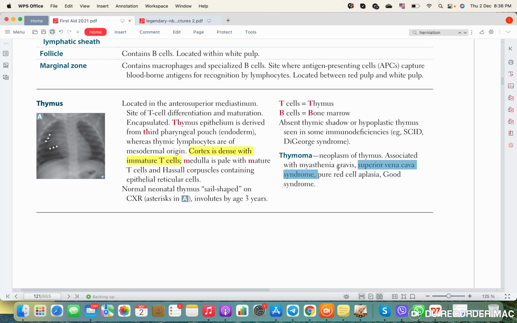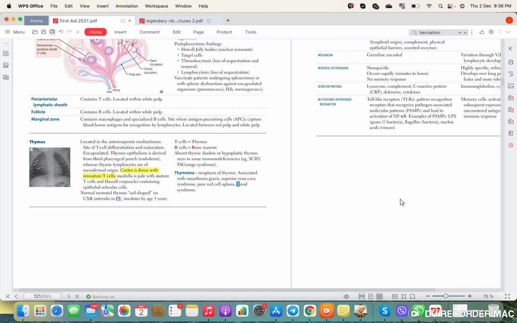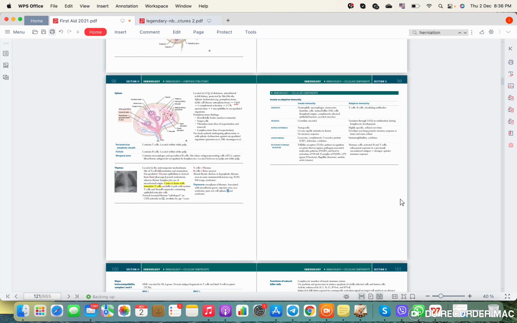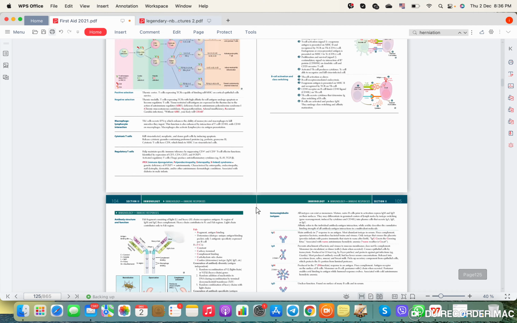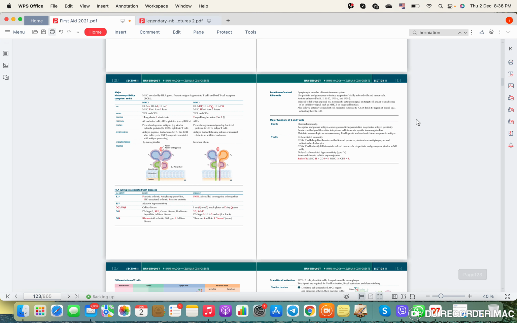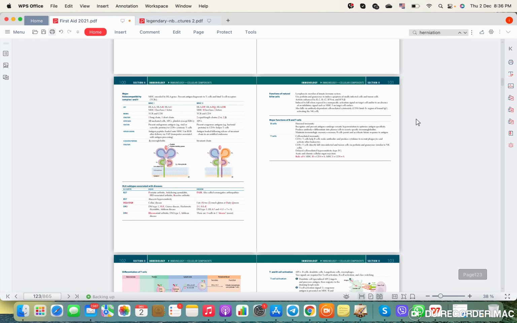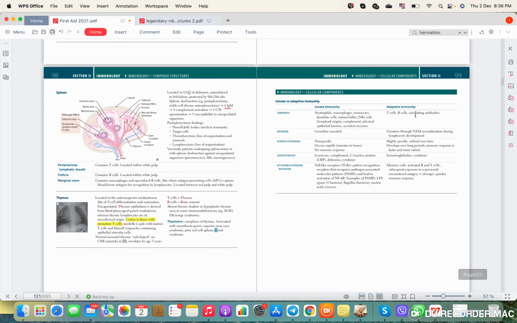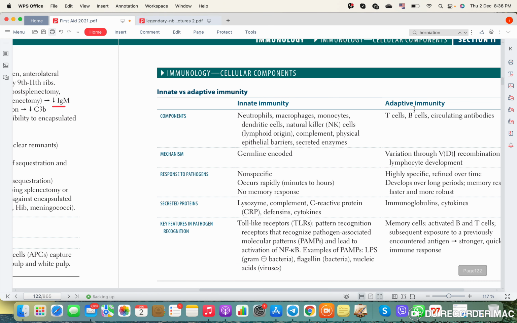Okay, so also we have something called pure red cell aplasia, in which you will only have absence of RBCs, but the lymphocytes and the platelets will be normal, and Good syndrome, which is a form of immunodeficiency that we will describe when we discuss primary immunodeficiencies. So let's speak about the last thing for today, which is innate versus adaptive immune system.